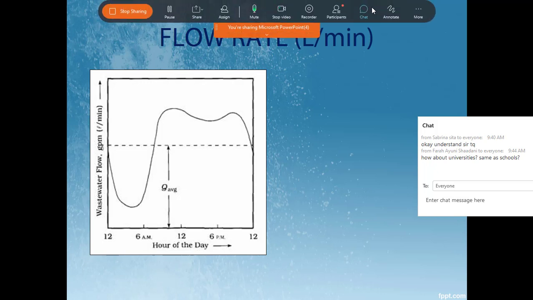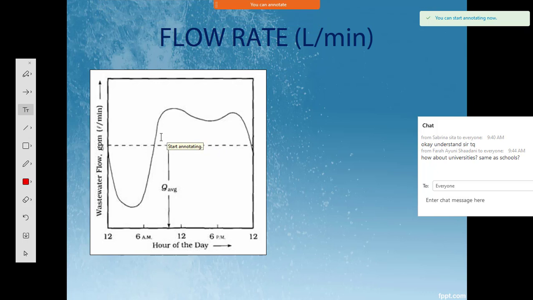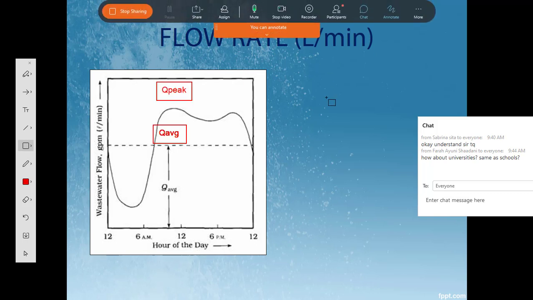Okay, so let me just write it here. Here we have Q average, and here we have Q peak. So we have the two important values, Q average and Q peak. All right, so let's continue.